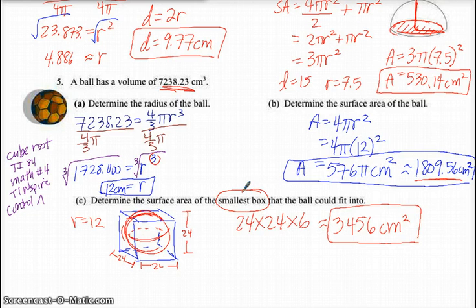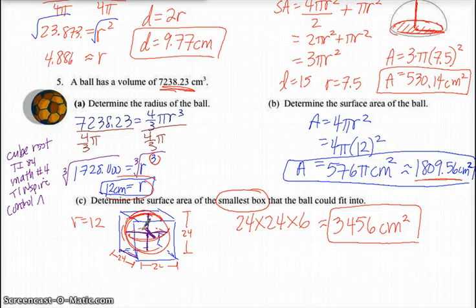And then finally it says, determine the surface area of the smallest box that the ball could fit into. That means the ball would touch the top, bottom, right, and left of that box. Well, if the radius of the ball is 12 centimeters, then that means the diameter at the smallest has to be 24 centimeters. And that means also the height of the box has to be at least 24 centimeters. And the depth of the box here, from front to back of that sphere, the diameter again is 24 centimeters.